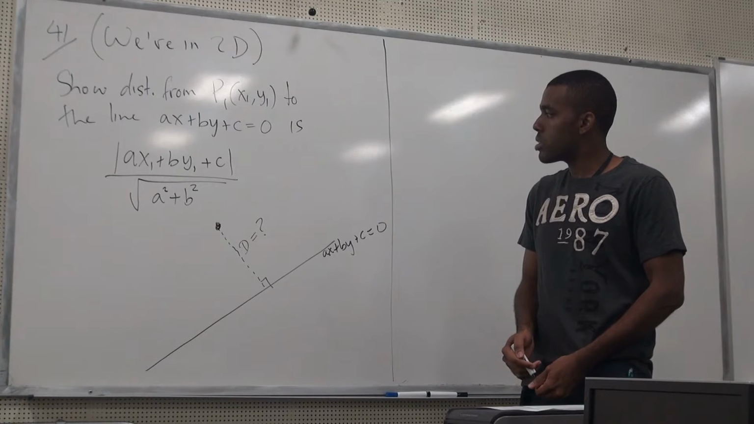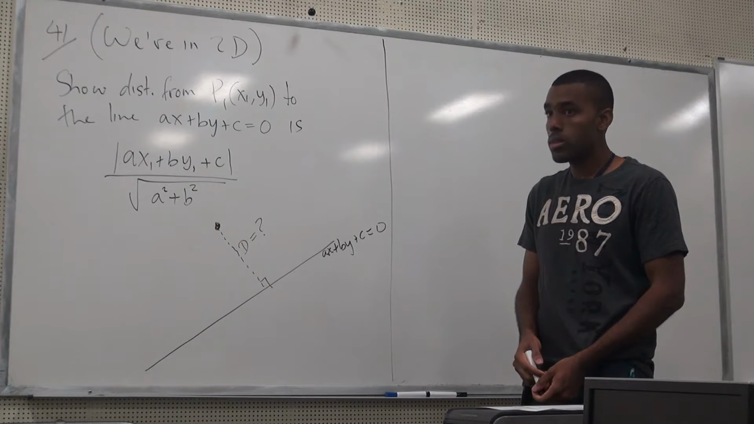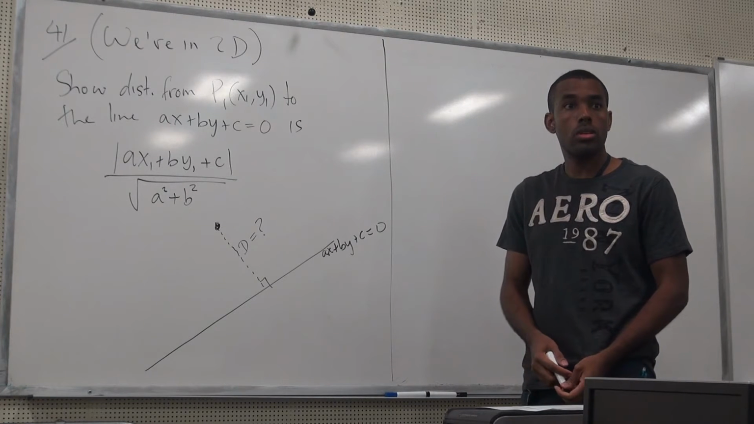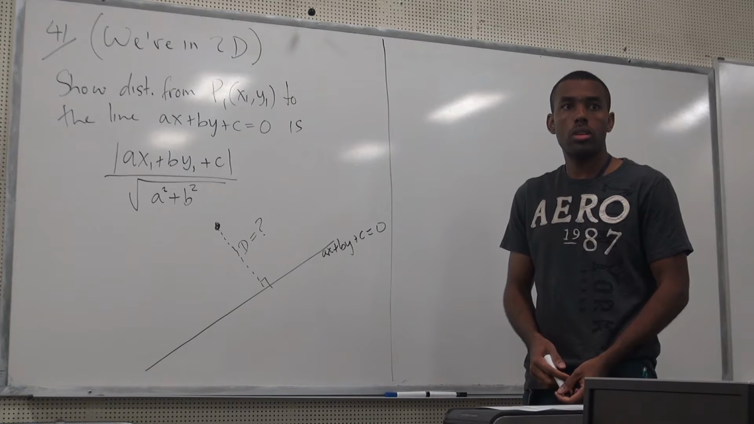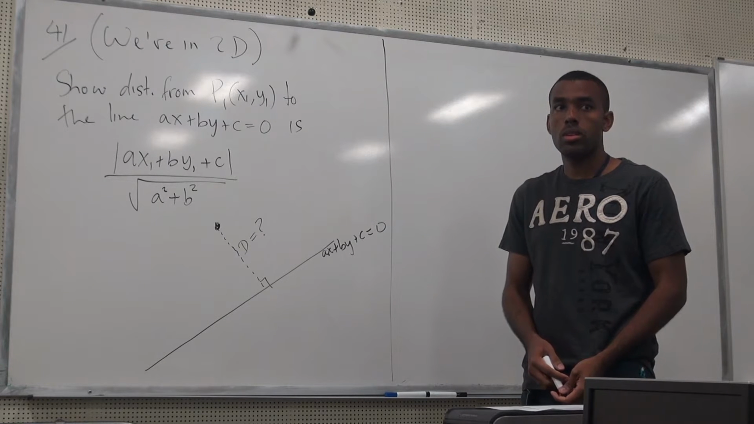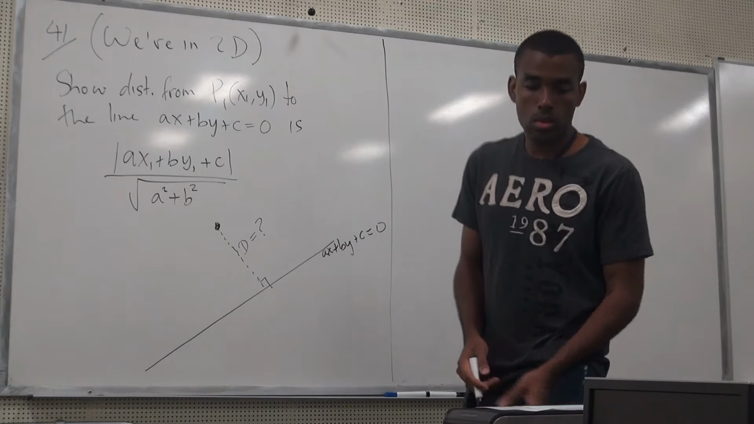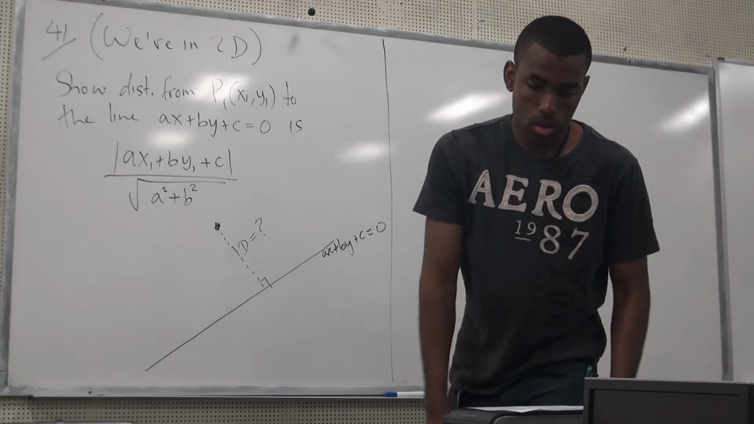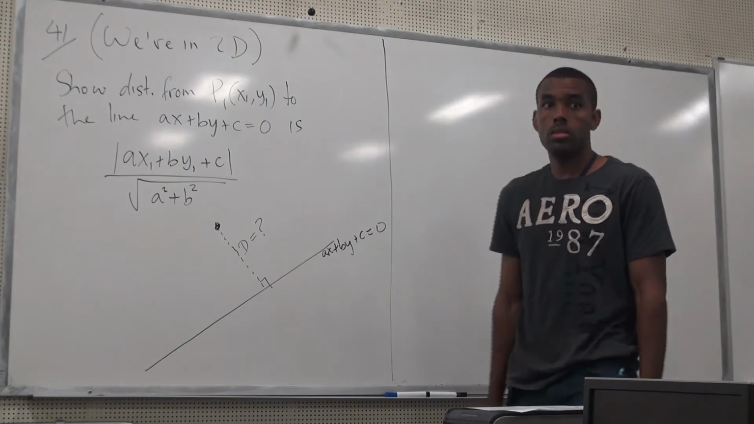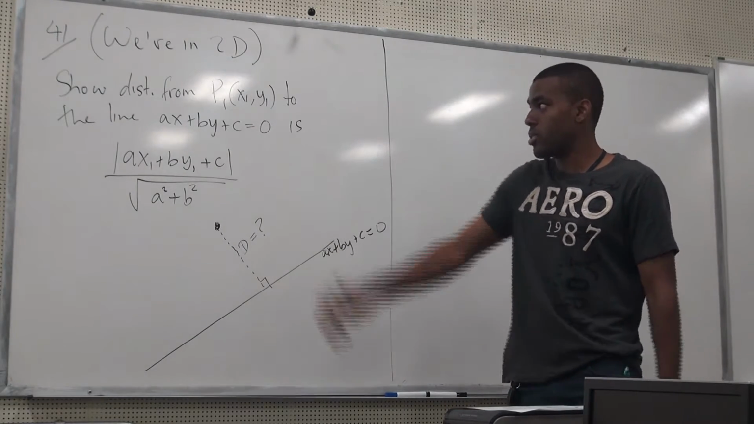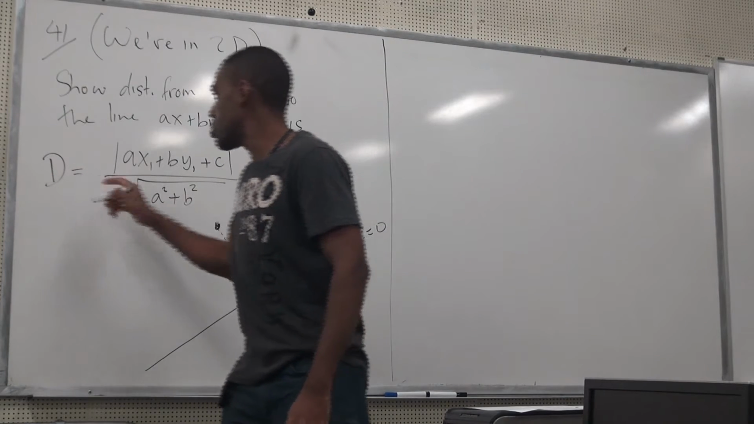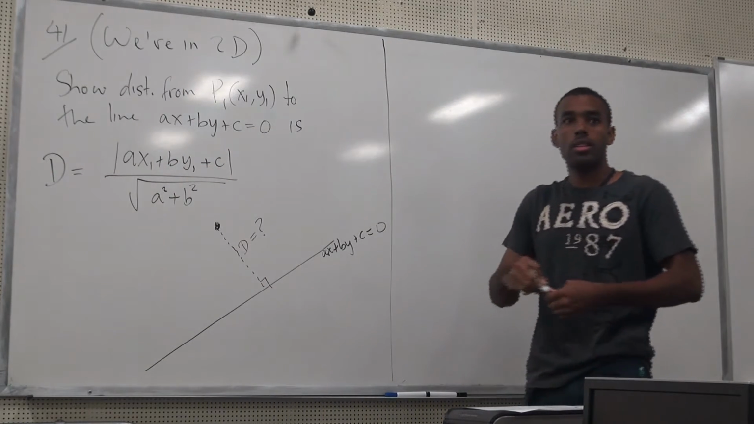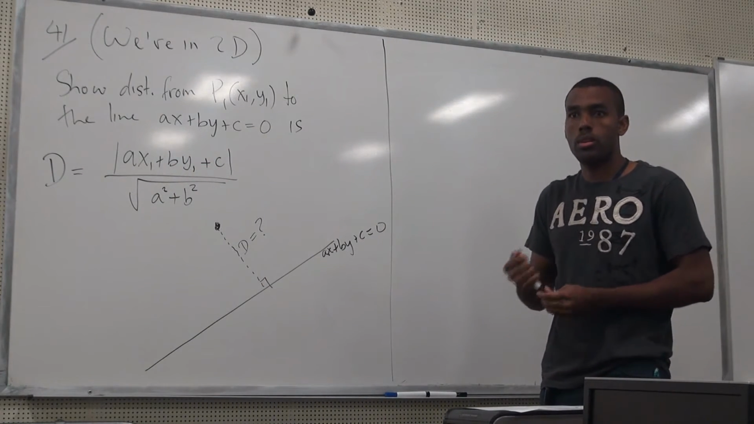Plug in what coordinates to the point? The problem gives an equation of a line and a point, but then it says show that this formula works. Yeah. You have to prove that this is actually the formula. You have to prove that d will actually be equal to that expression. That's the first step.